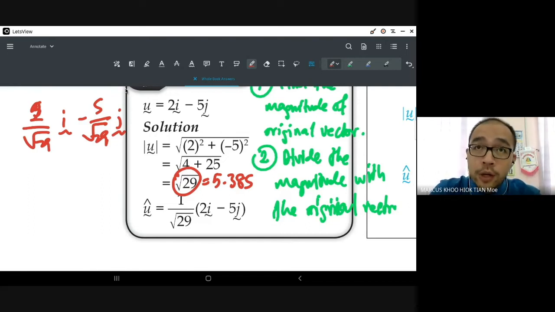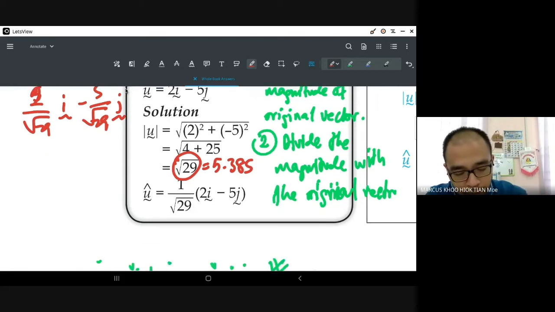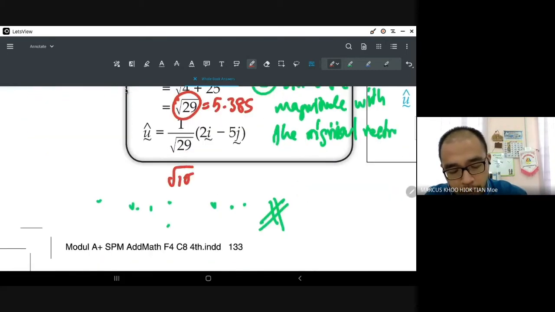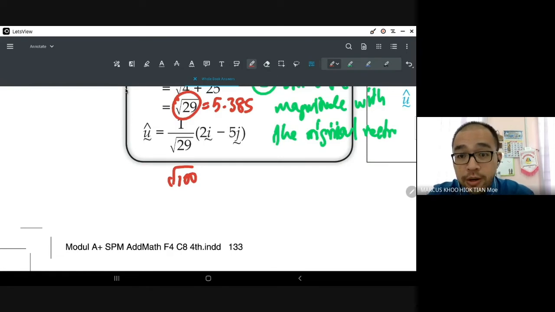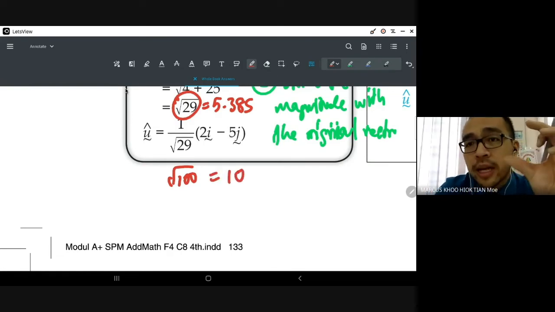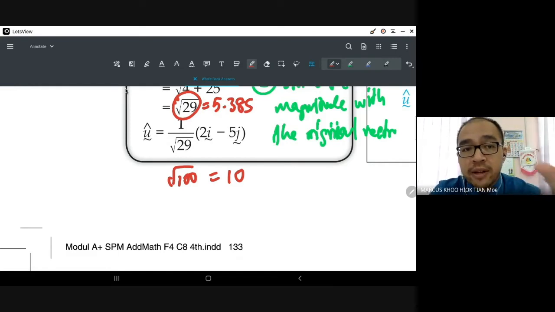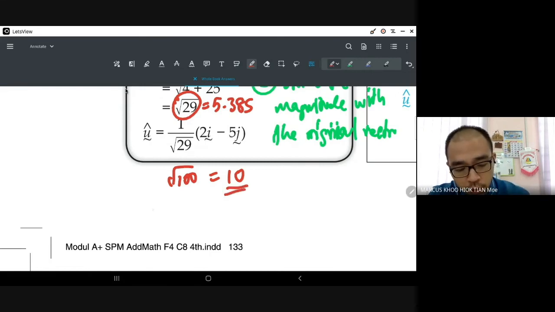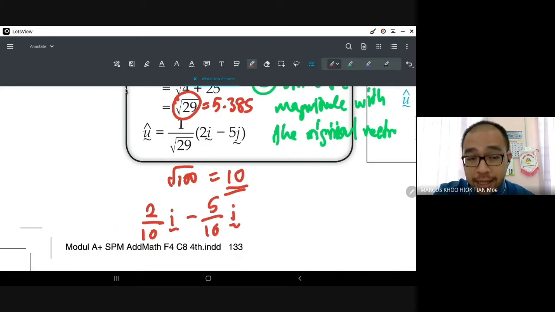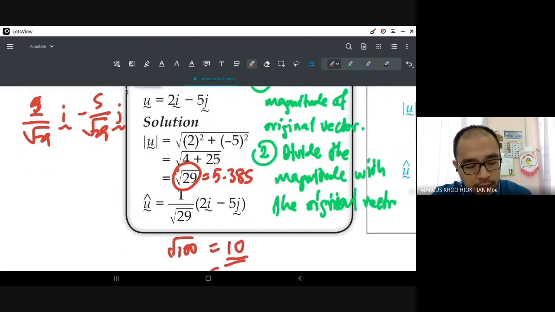But what if you get a very nice number? For example, let's say this is square root 100. How much is square root 100? Square root 100 is 10. So let's say you take the square root and the number comes out very nice. Then you use the nice number. So you get 2 over 10i minus 5 over 10j. For example.